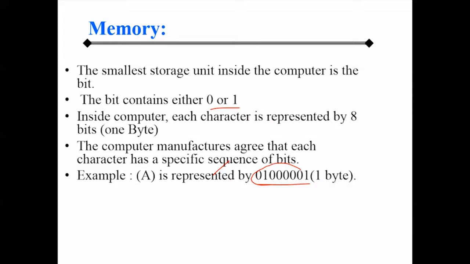The smallest storage unit inside the computer is a bit. A bit consists of either a 0 or a 1, and 8 bits combined form 1 byte, and you can see the example in the circle here.